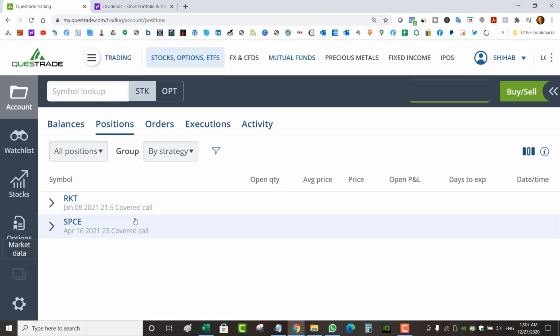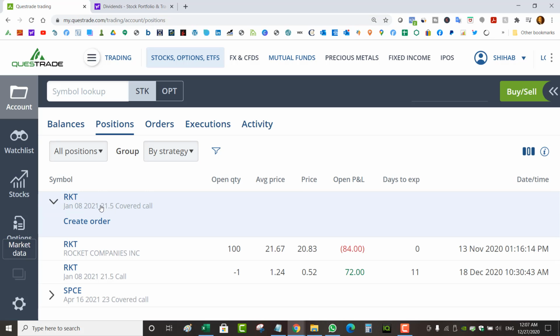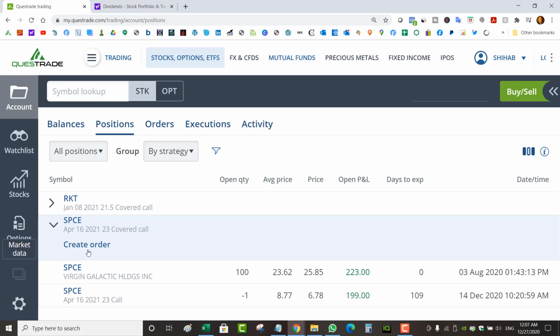In my RSP, I've got two positions and they're both covered calls. I've got Rocket at 21.5, which expires January 8th. And I've got Virgin Galactic. I think I made a mistake on this one. When Virgin Galactic dropped hard, I decided to roll all the way to April 16.